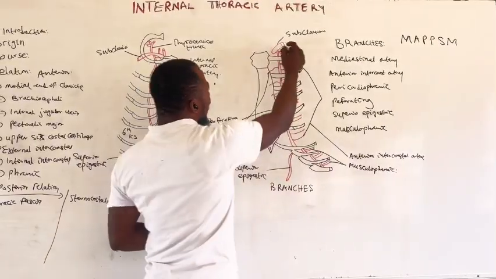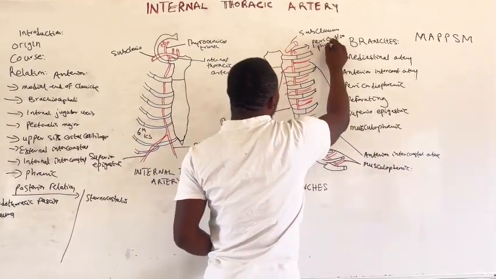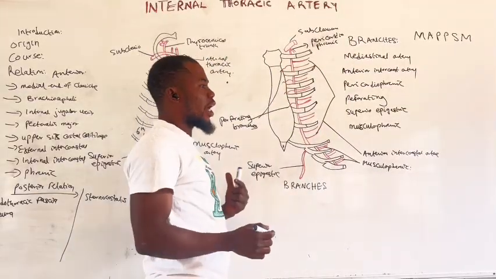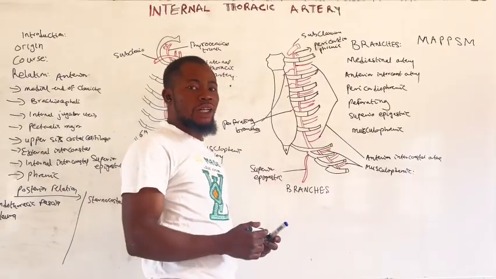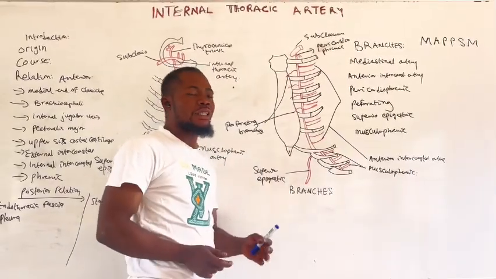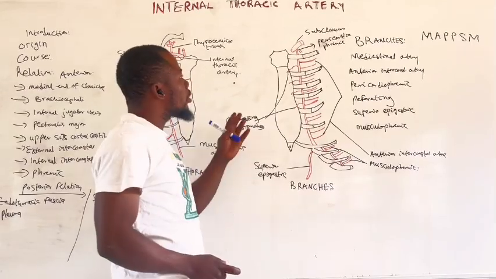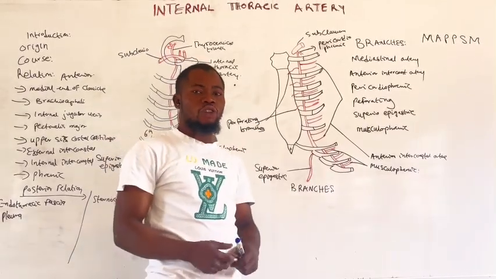So up here is the pericardiophrenic artery, which we say arises near the root of the neck, and it follows the phrenic nerve up to the diaphragm, and it supplies the diaphragm as well as the pericardium and the pleura. So this is about the branches of the internal thoracic artery.